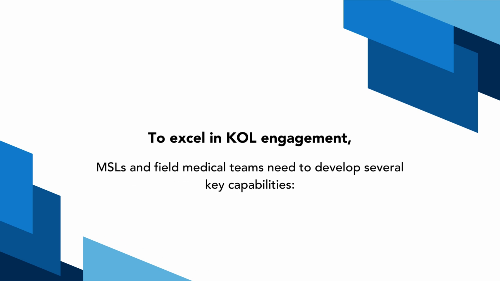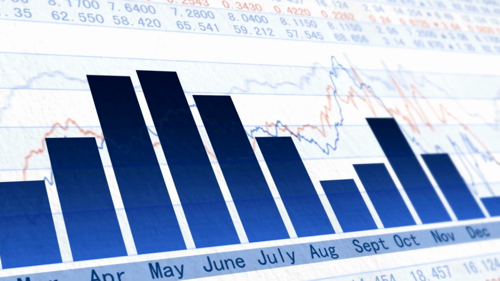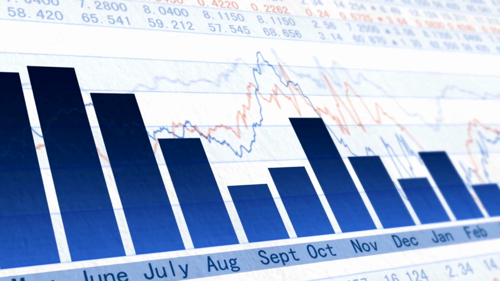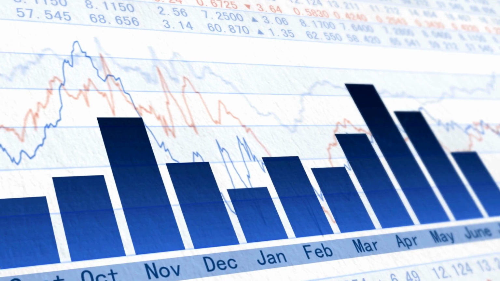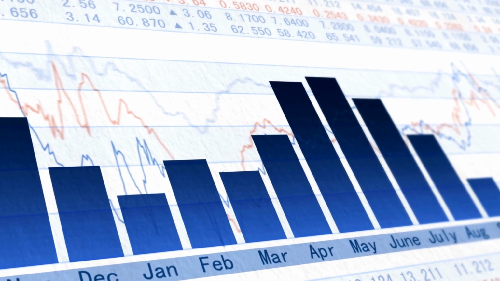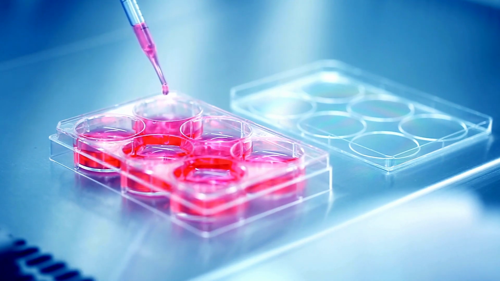To excel in KOL engagement, MSLs and field medical teams need to develop several key capabilities: scientific expertise. A deep understanding of the therapeutic area, clinical data, and emerging trends is essential for meaningful conversations with KOLs. MSLs must be able to discuss complex scientific concepts with confidence and clarity.